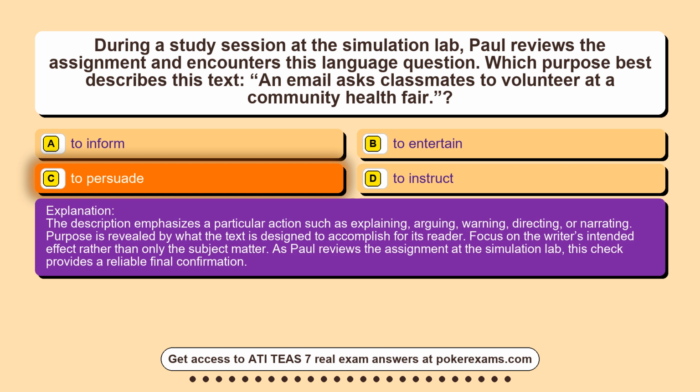The description emphasizes a particular action such as explaining, arguing, warning, directing, or narrating. Purpose is revealed by what the text is designed to accomplish for its reader. Focus on the writer's intended effect rather than only the subject matter. As Paul reviews the assignment at the simulation lab, this check provides a reliable final confirmation.